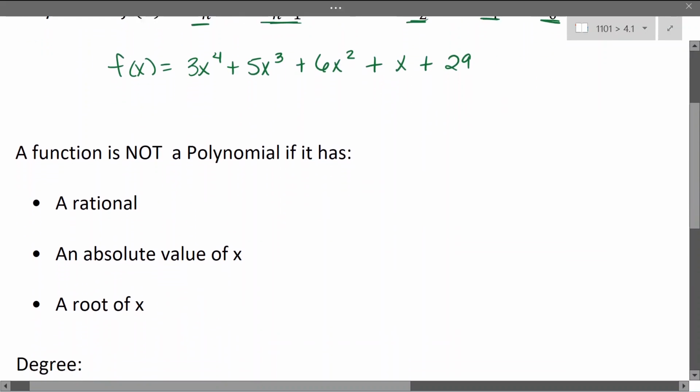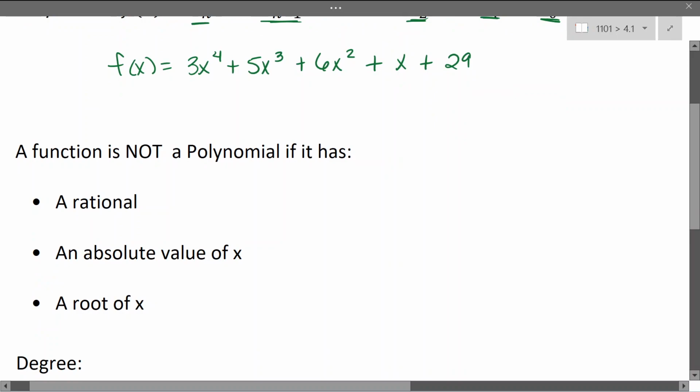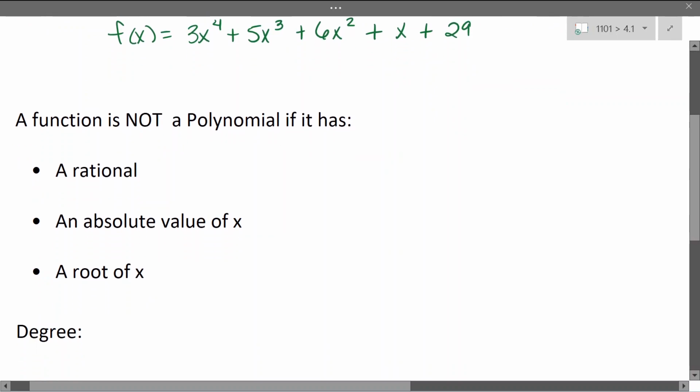We need to look at what makes a function not a polynomial. A function's not a polynomial if it has a rational. So a couple ways this could be written is, say you have f of x equals 1 over x minus 1. That would make it not a polynomial because you have x in the bottom of a fraction. Or it could be written as f of x equals x to the negative 3. If you have that negative exponent, it's no longer a polynomial.